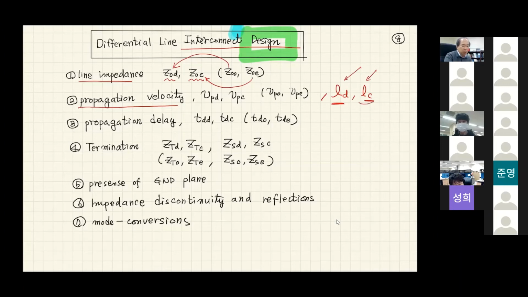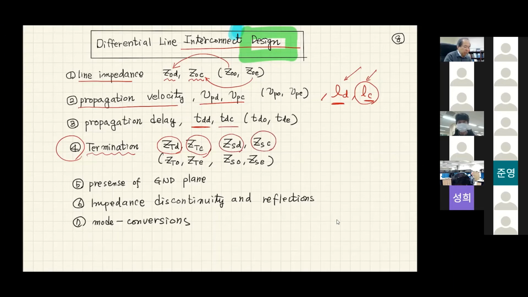Sometimes common mode goes through some chassis and cable shields, so you may not know the actual length of the common mode. So you have to design this propagation length as well as the propagation velocity. Because of that, you're going to have different differential mode delay and common mode delay. On Wednesday, I'm going to talk about termination. You also have to design the differential mode terminations and common mode terminations, and the source impedance of differential mode and common mode will be different.